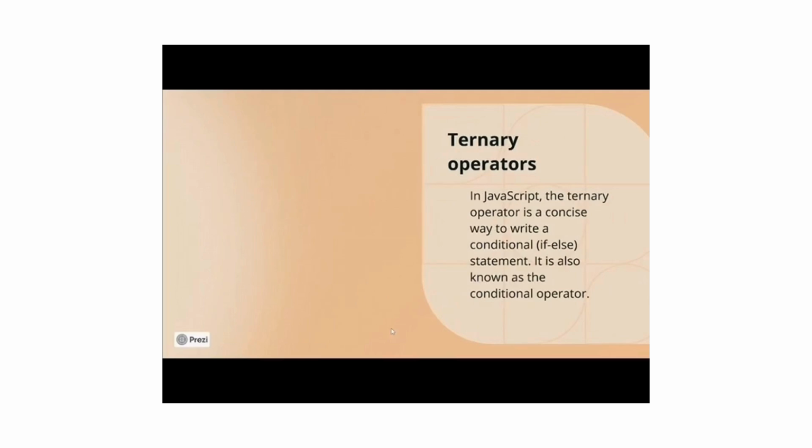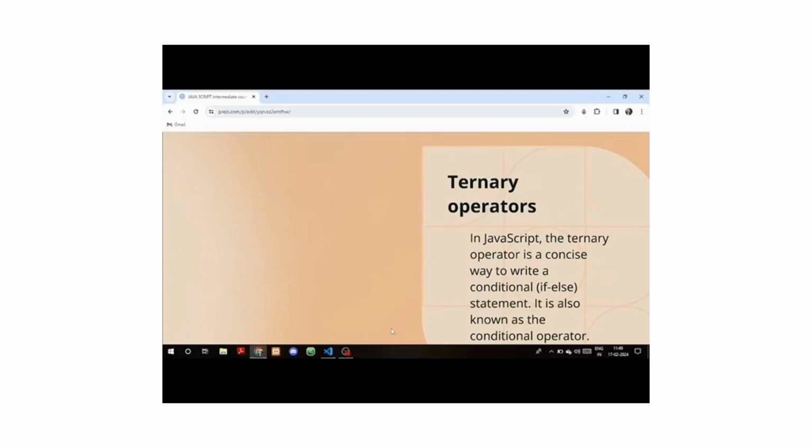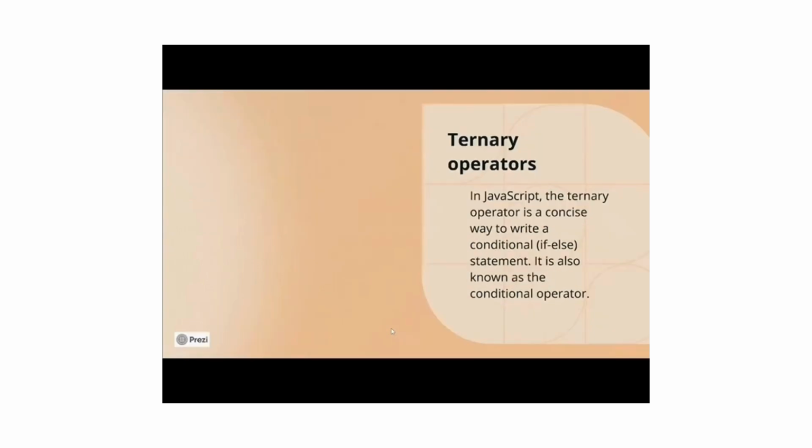So now we move to the ternary operator. The ternary operator is nothing but a way to write an if-else condition. It is very similar to the if-else condition. So I will show the syntax for the ternary operator. That will be very useful to understand the concept.